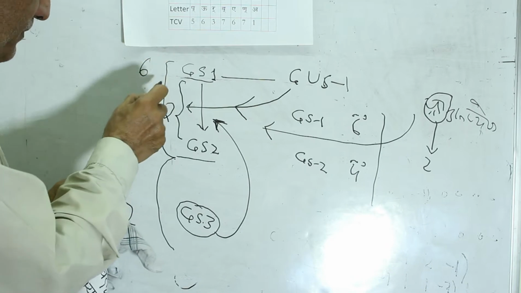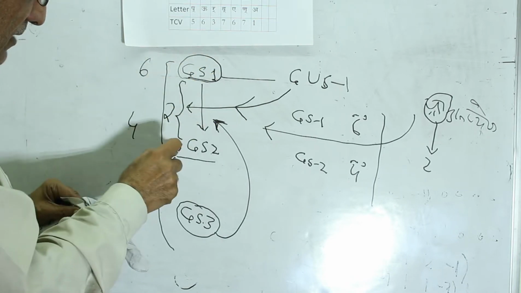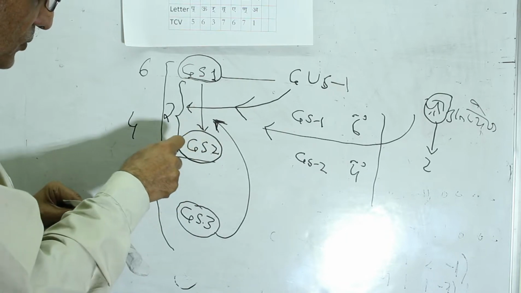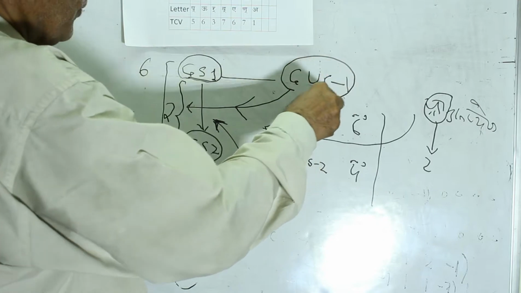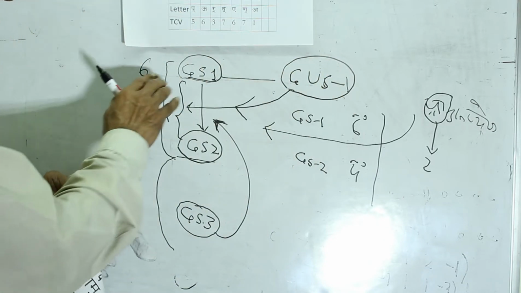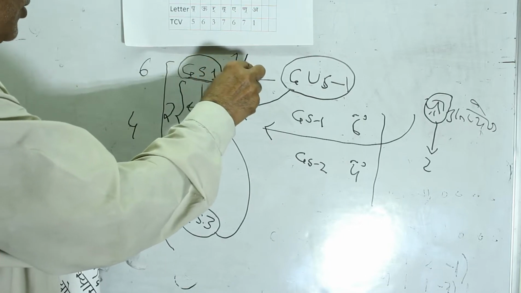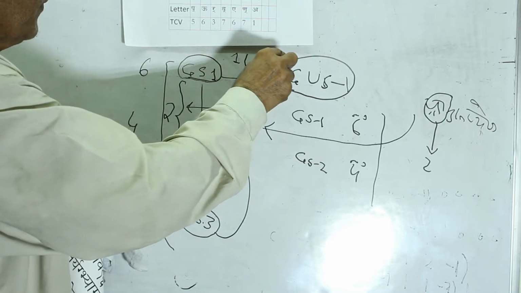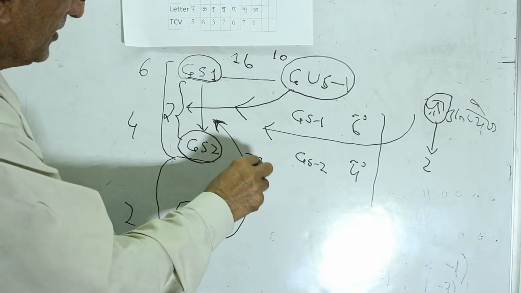The gap between the mathematical domain of Ganita Sutra 1 and the mathematical domain of Ganita Sutra 2 is filled and bridged by the mathematics of Ganita Upasutra 1. Ganita Sutra 1 is a text of 16 letters. Ganita Upasutra 1 is a text of 10 letters. Ganita Sutra 2 is a text of 28 letters.